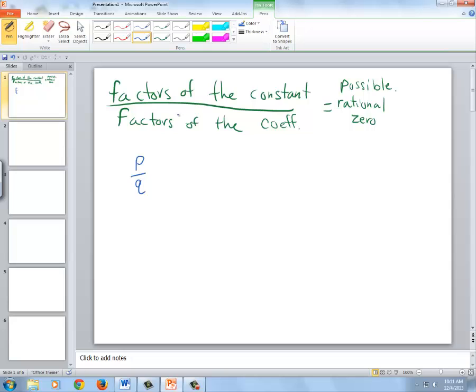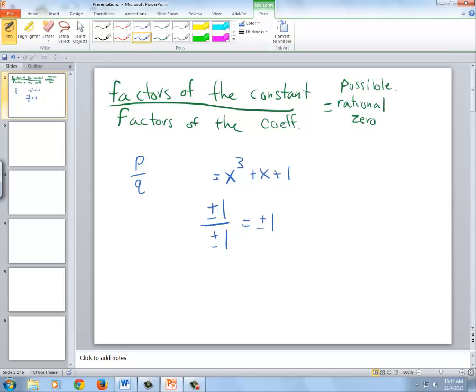We already went through one example, which was x cubed plus x plus 1. And we said that the coefficient was 1, so our possible values are plus or minus 1, and our possible values for a constant are plus or minus 1. But we have to test these out because this equals plus or minus 1. So we have to test these out inside of our equation.